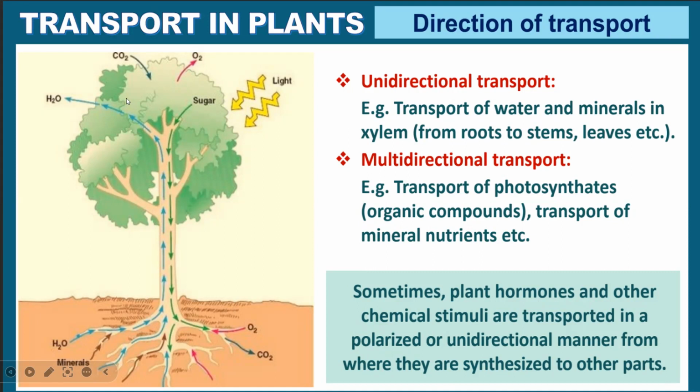It should be continuous. If any break is there, the plant will die. If this water goes this side, and if you cut this part, this part of the plant will not get water. That continuity should be there. They cannot change direction. Sometimes plant hormones and other chemical stimuli are transported in a polarized or unidirectional manner from where they are synthesized. Some plant hormones are also transported from the origin to the target organ.